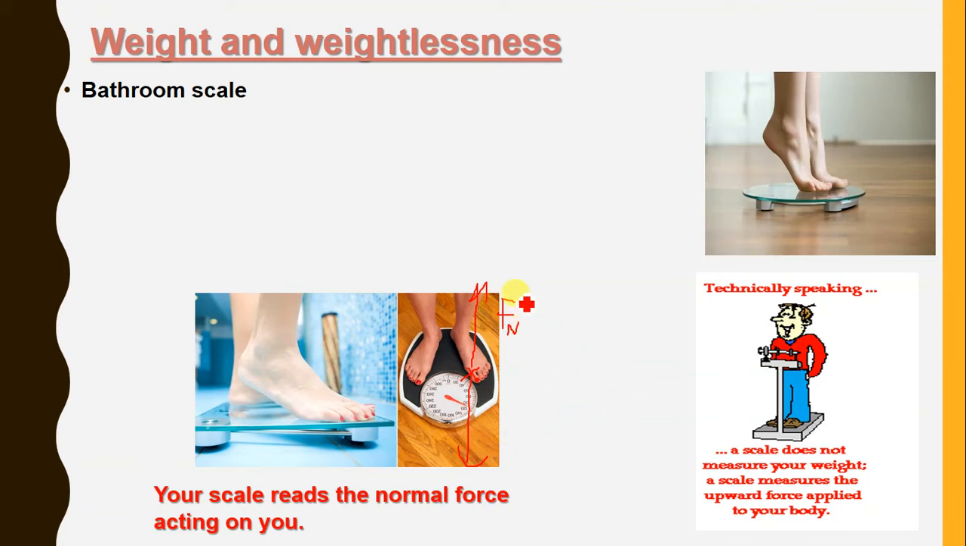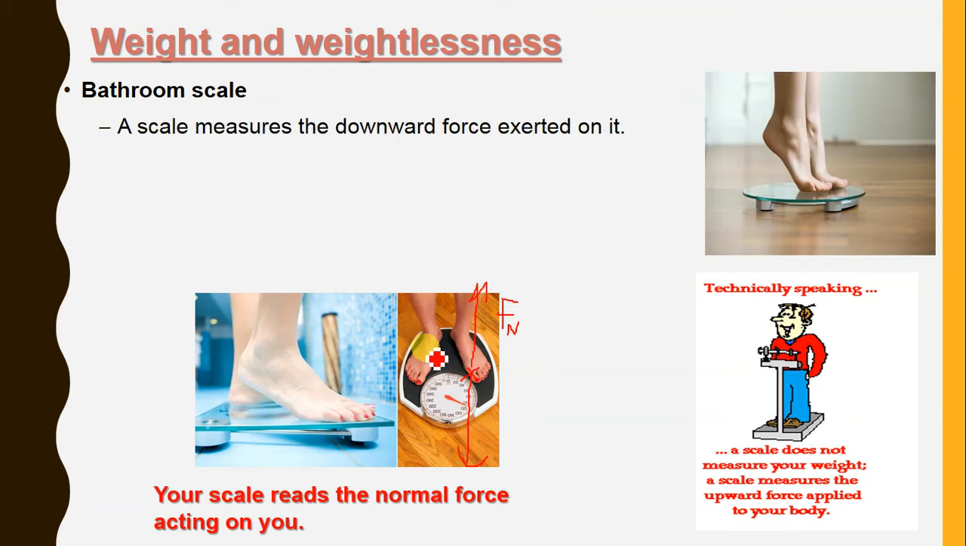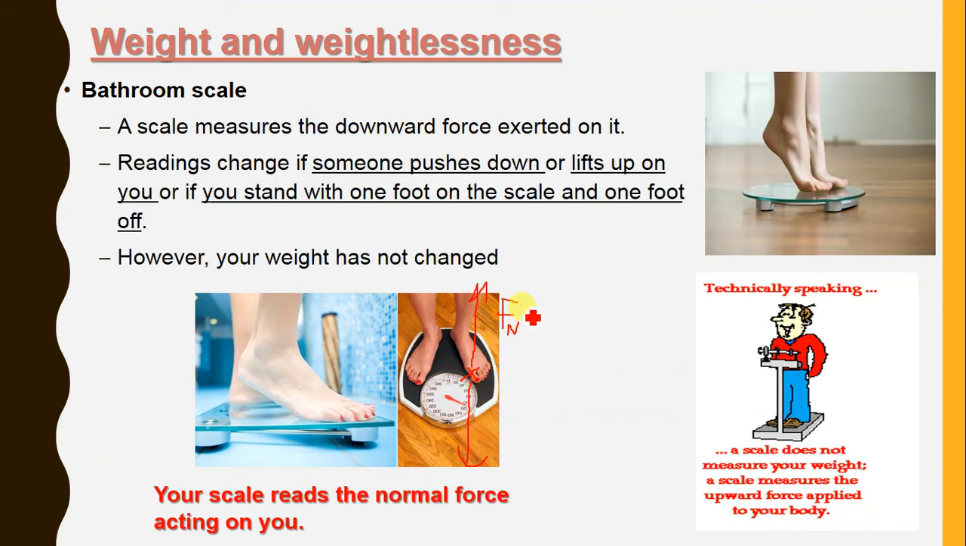Okay, so the scale measures the downward force exerted on it, and this downward force exerted on it, according to Newton's third law, is equal to the force exerted by the scale on our body. So conclusion, the scale reads the normal force acting on you. The scale reads the normal force acting on you. What is the normal force? It is the force exerted by the scale on your body.